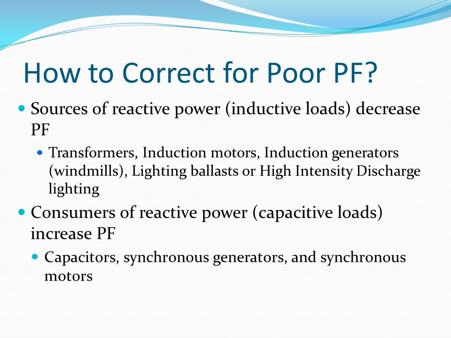So how do we correct for a poor power factor? We have seen that sources of reactive power, inductive loads, decrease power factor. These can be transformers, induction motors, induction generators or windmills, and high-intensity discharge lighting. Similarly, consumers of reactive power increase power factor. These are capacitors, synchronous generators, and synchronous motors. So it comes as no surprise that one way to increase power factor is to add capacitors to the system.